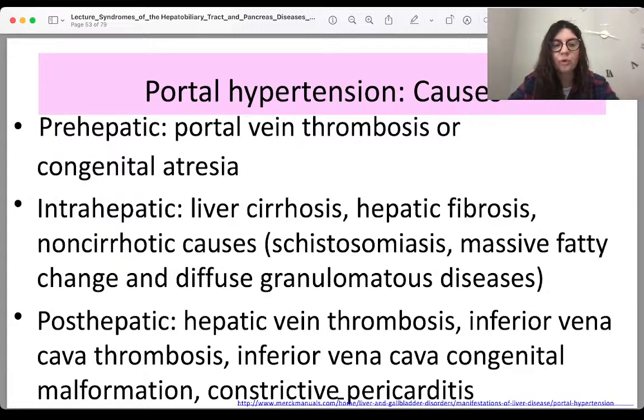Post-hepatic causes of portal hypertension can include hepatic vein thrombosis, inferior vena cava thrombosis, inferior vena cava congenital malformation, and constrictive pericarditis.